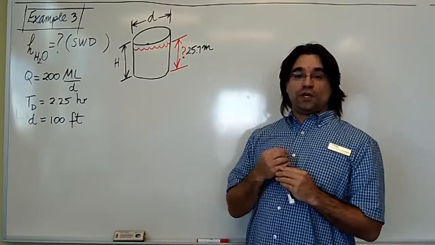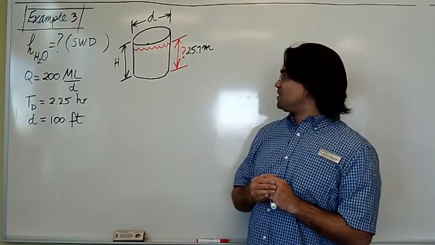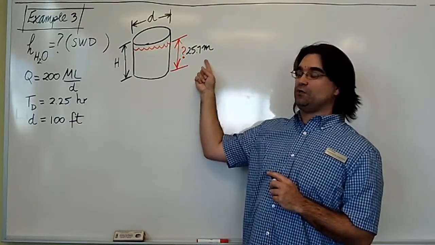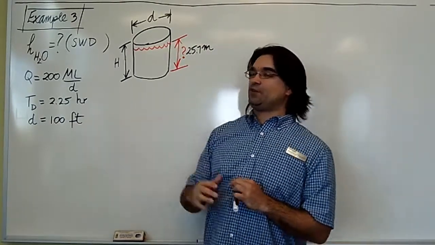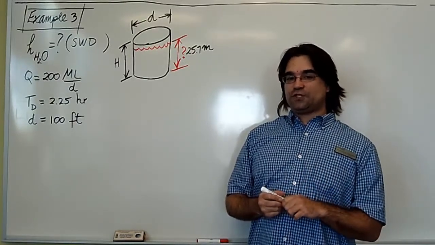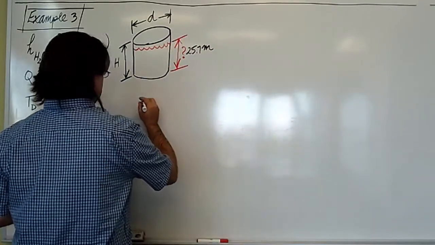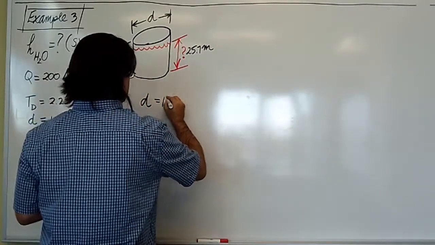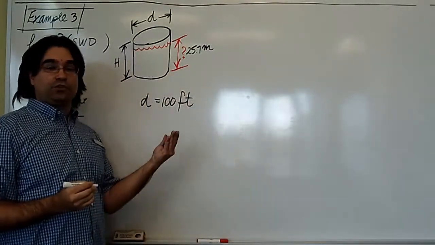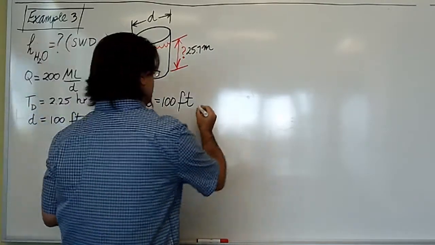Now, I'm going to choose to solve all of this in metric units. That means that I have to do some conversion because I have the height of water in metric units, but not the diameter of the tank. So let's get to it. First, I'm going to start with the diameter. The diameter is 100 feet, but I have to convert this to meters, so I employ my conversion of feet to meters.